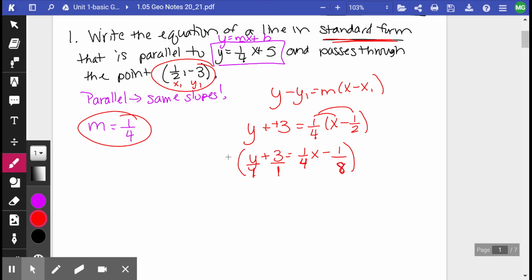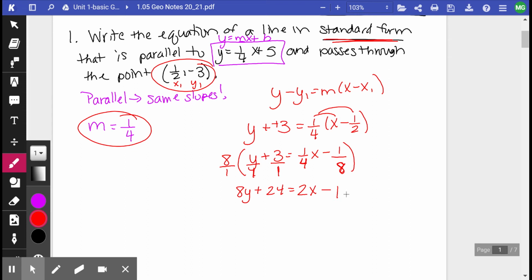So I'm going to multiply everything through by 8. So 8 times y would give me 8y. 8 times 3 would give us 24. 8 times 1/4, so remember this is like 8 over 1, so 4 goes into 8 2 times, so we get 2x. And 8 times 1/8 would give us just -1.